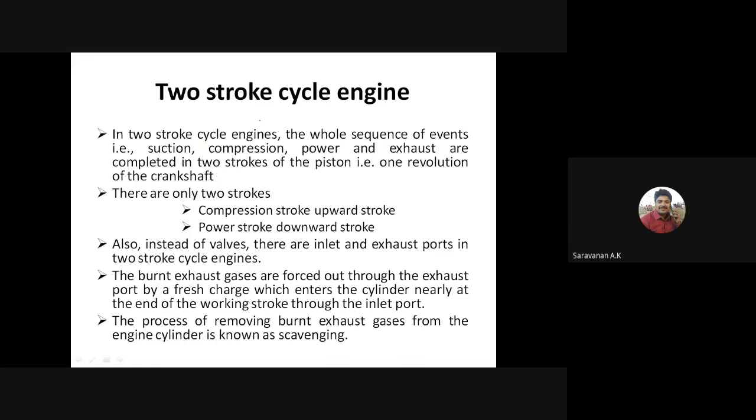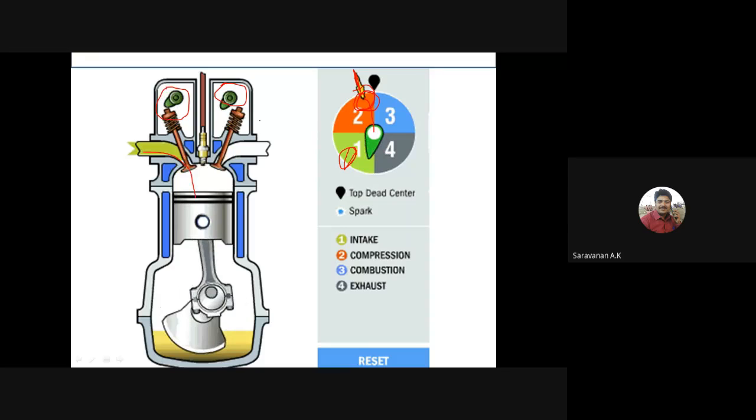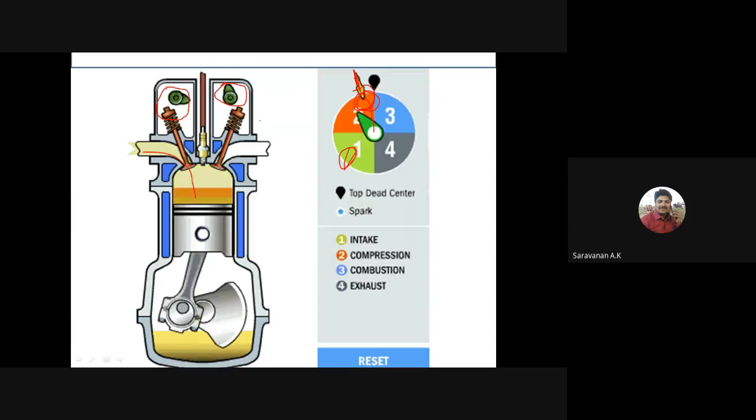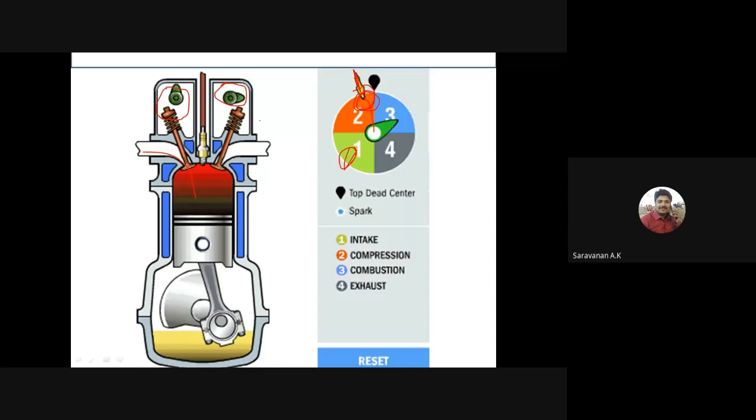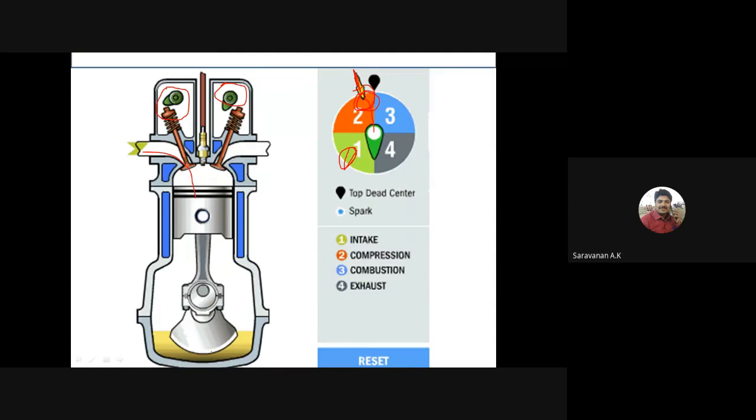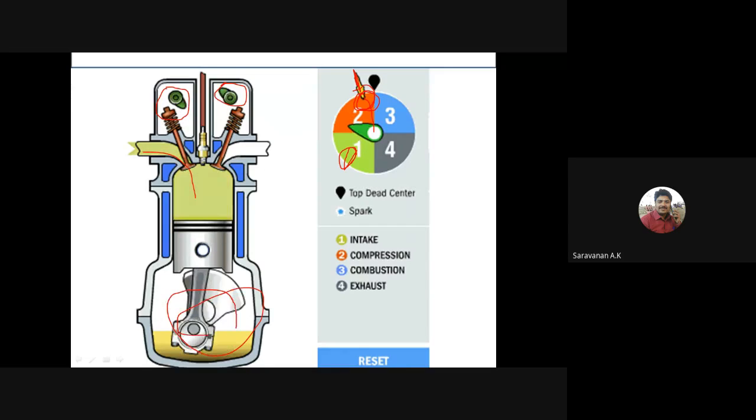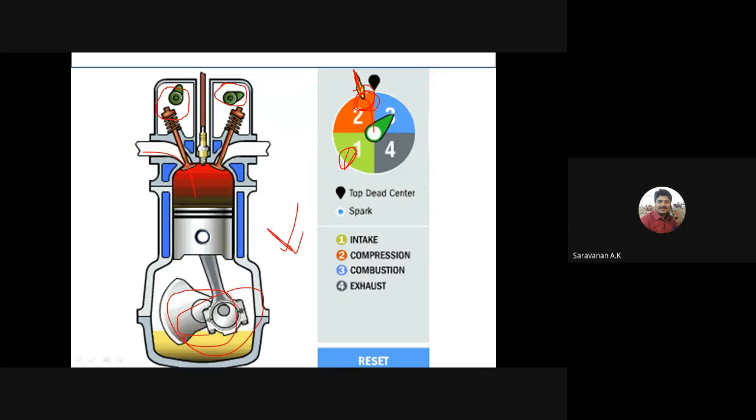Right. So for the two-stroke cycle, first consider the four-stroke cycle. We can get a power stroke during two revolutions of the crank rotation. See here, it is the crank, right? So in two revolutions of the crank, we can get one power stroke.